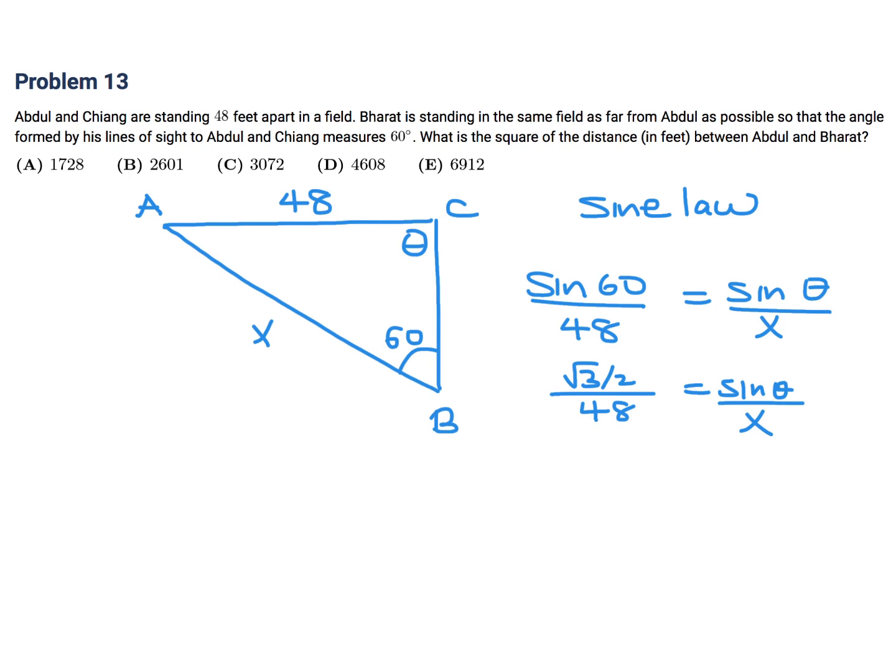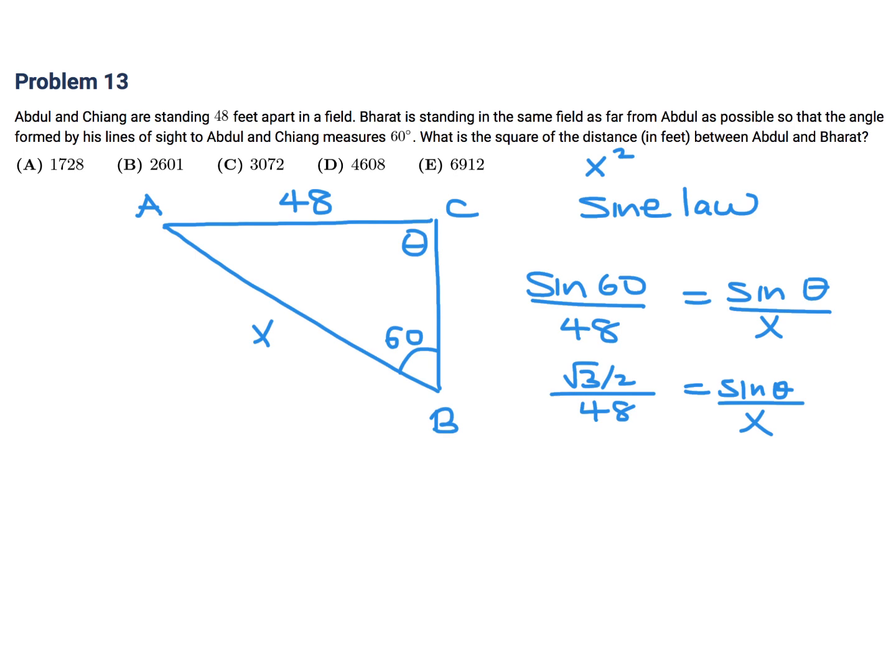Let's see here. I think I'm trying to isolate for x, right? What is the square of the distance between Abdul and Bharat? So we're trying to find x, or x squared. What is the square of the distance? So I guess we're trying to find x squared, correct?